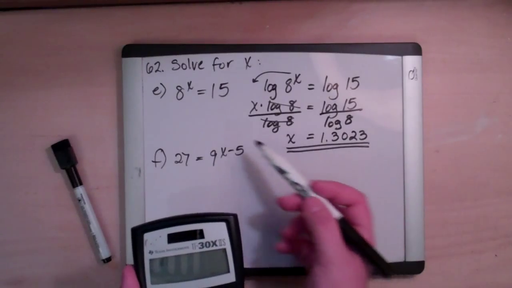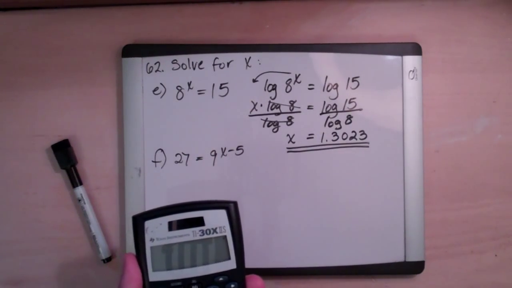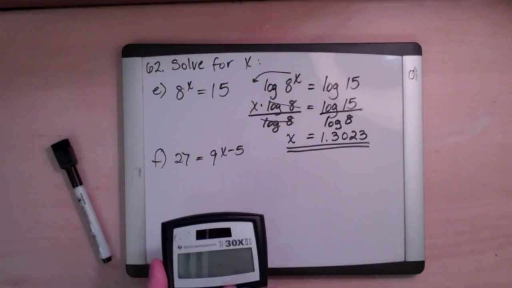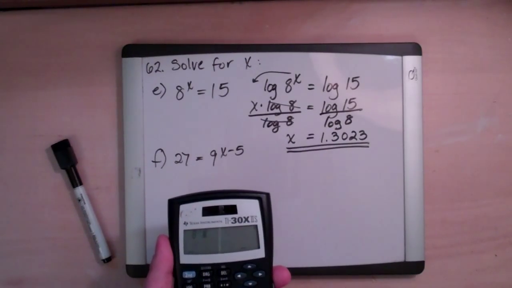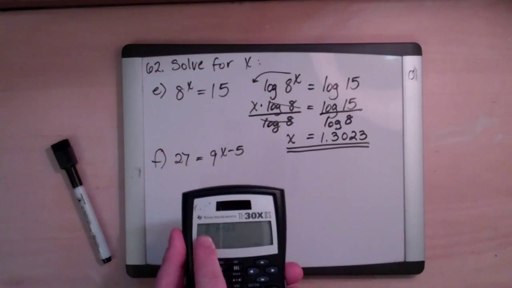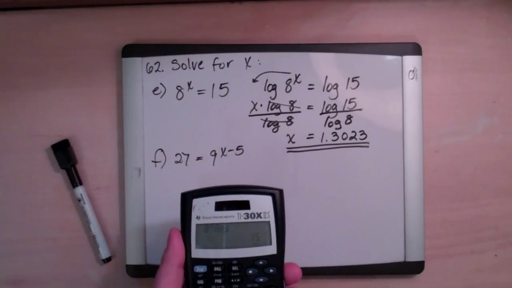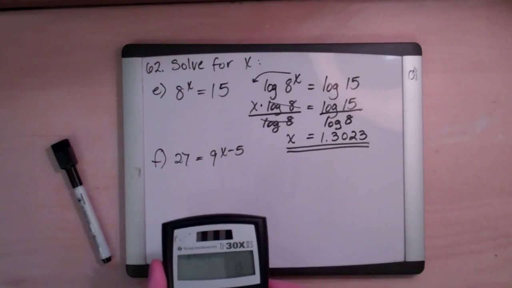Now I can take this x and I can plug it in here, and actually I can use a function on my calculator. I can put in the 8 and raise it to, and I'm going to use the second key and the negative sign down here, which has ANS on top of it, and it's going to take my previous answer and raise 8 to that power. And it happens to exactly equal 15. So my solution checks.